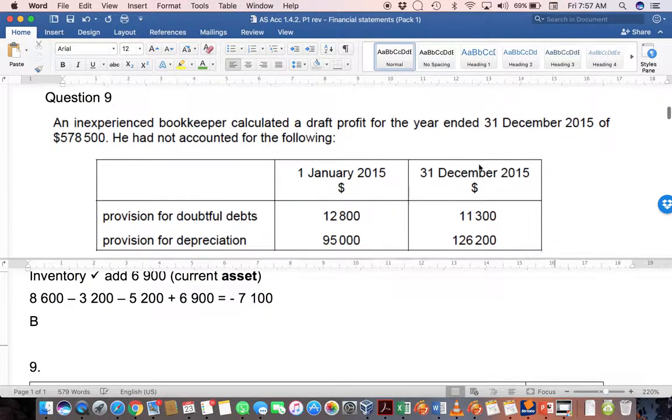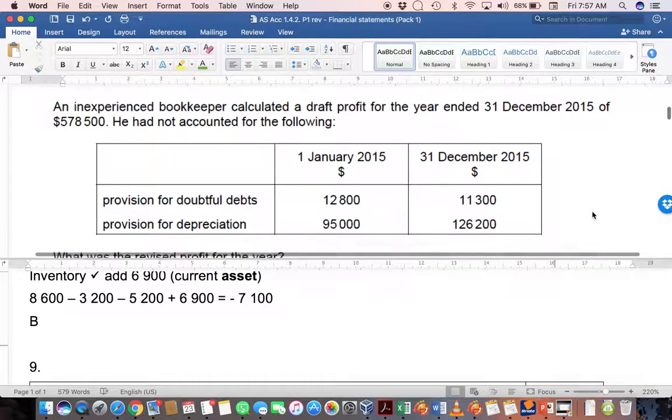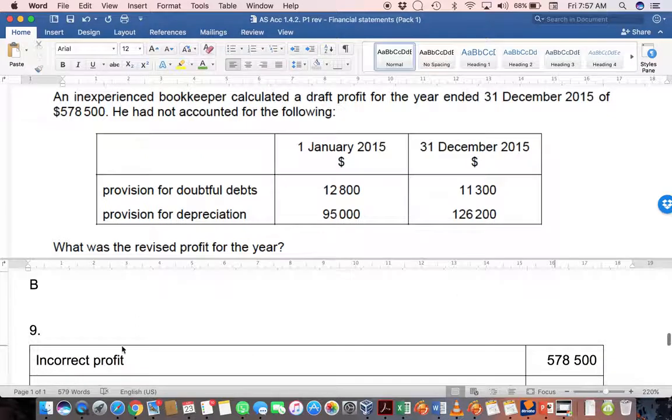An inexperienced bookkeeper calculated a draft profit for the year ended 31st of December 2015 of 578,500. He had not accounted for the following items. The provision for doubtful debts balance changed and the provision for depreciation balance changed. What was the revised profit for the year? Well, the first thing that you will always need to do is start with your incorrect profit that was given, 578,500. We'll put that in as our starting figure.